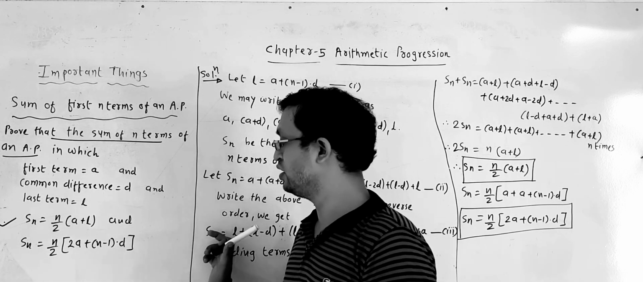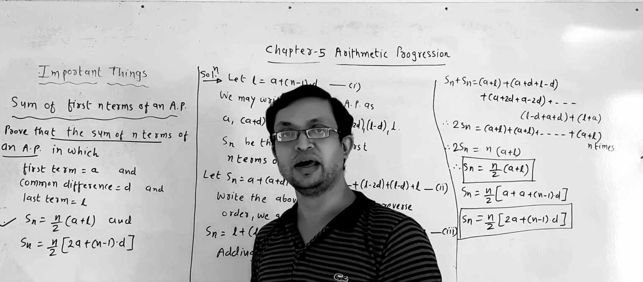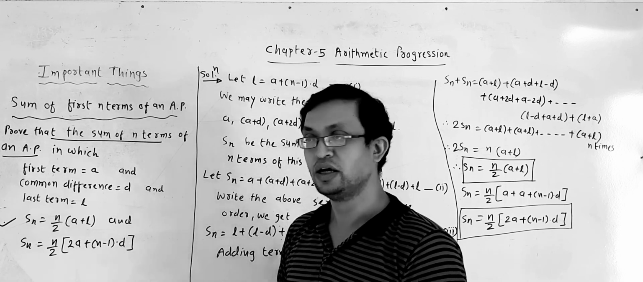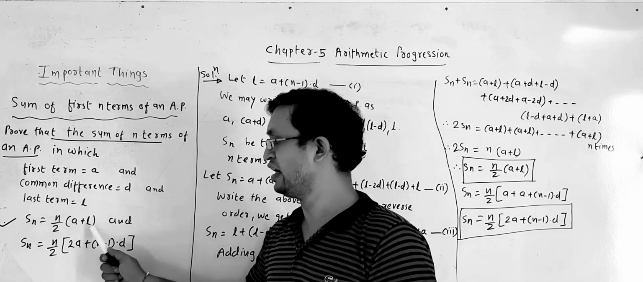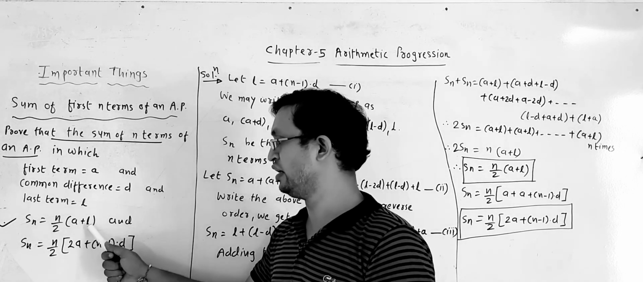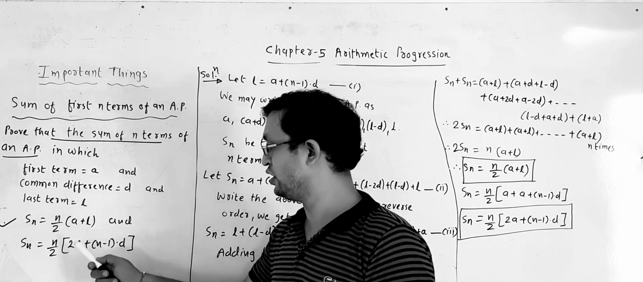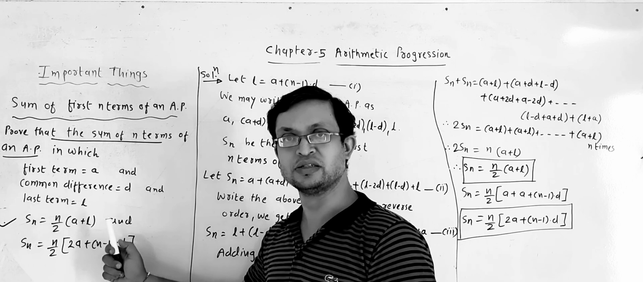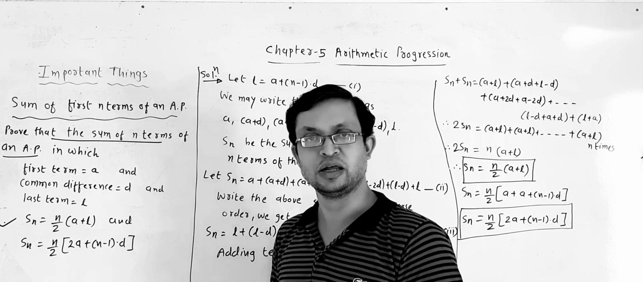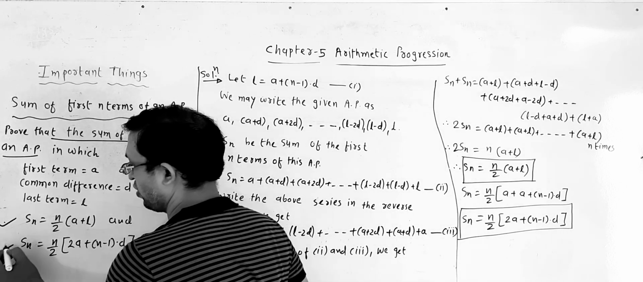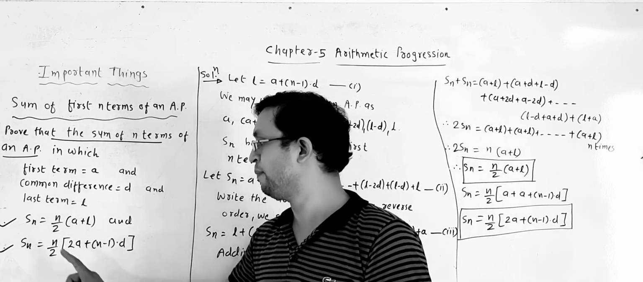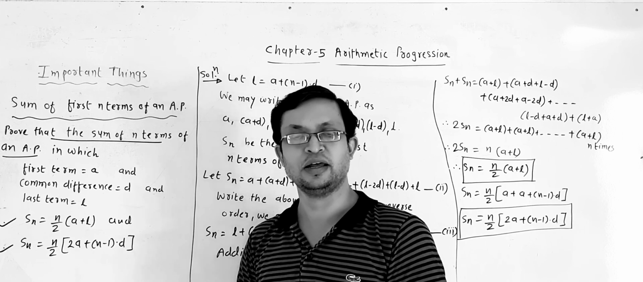How to prove? We solve here. In another formula, Sn is equal to n by 2 into bracket 2a plus (n minus 1) into d. Here put L is equal to the last term, L equal to an, that is a plus (n minus 1) into d. Substitute it, then you find the formula Sn is equal to n by 2 [2a plus (n minus 1) into d]. तो ये दो फॉर्मूला हमारे लिए है: Sn is equal to n by 2 (a plus L) and the next formula Sn is equal to n by 2 [2a plus (n minus 1) into d].